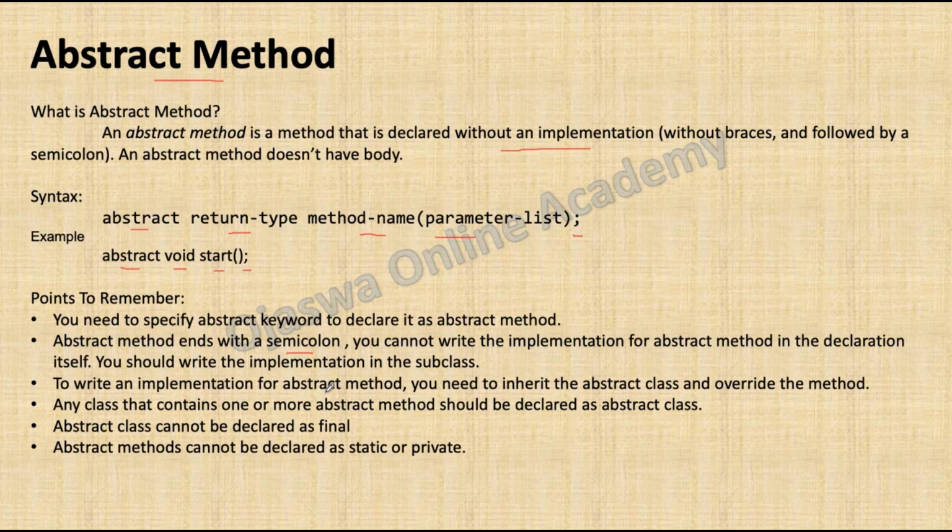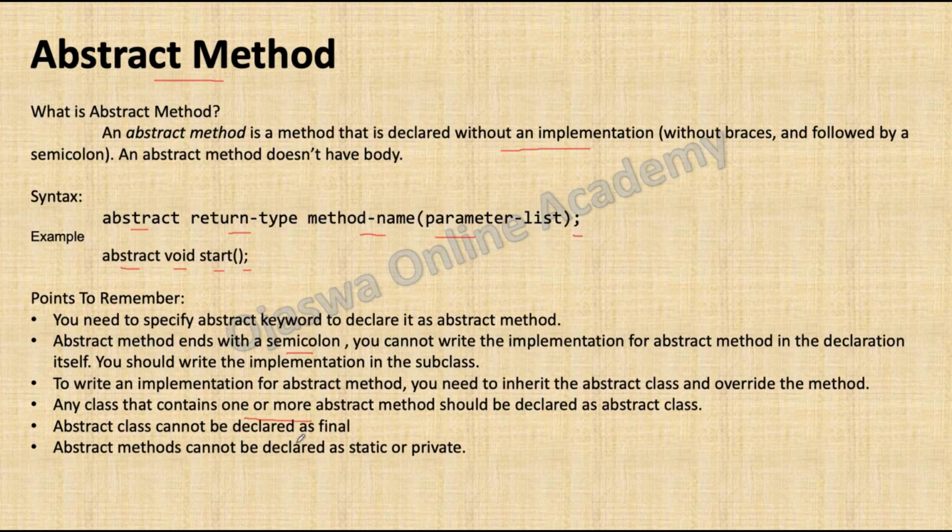If you don't override abstract methods and provide implementation for all abstract methods, then you will have to declare even the subclass as abstract. If the class has an abstract method, it is mandatory to declare the class as abstract. So you need to write the code for all abstract methods in order to create an object of the class. Any class that contains one or more abstract methods should be declared as abstract.